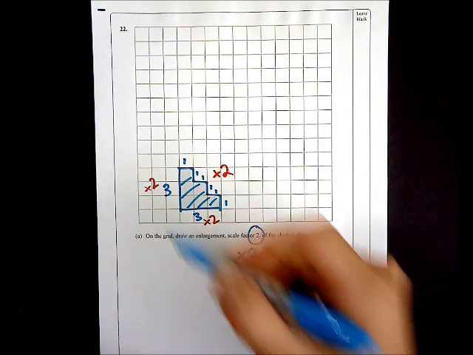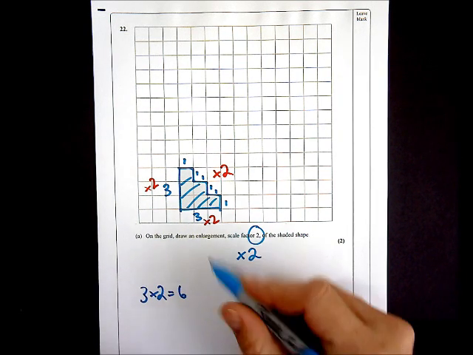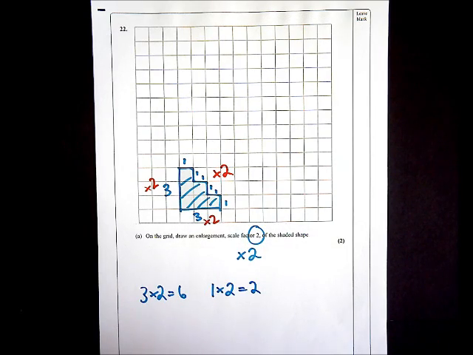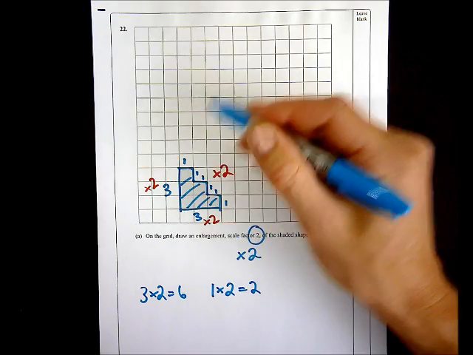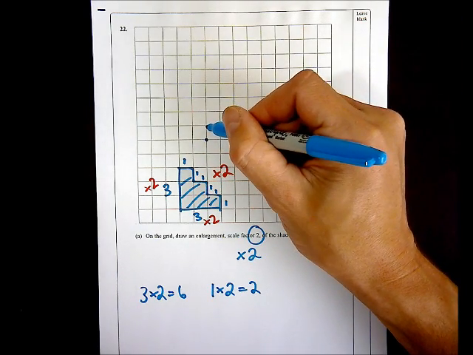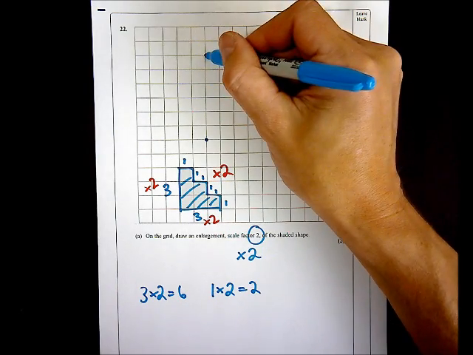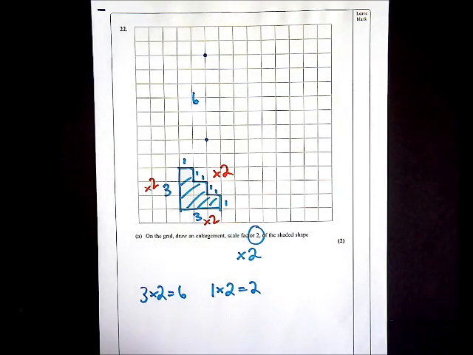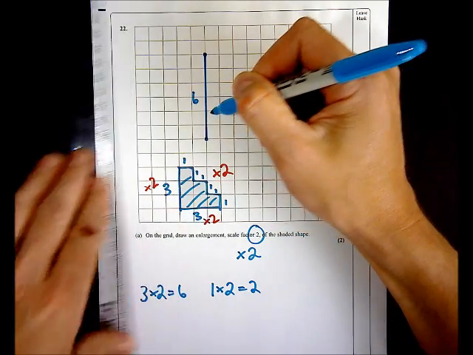Okay, so if I do 3 times 2, I'm going to get 6. And the only other distance I've got is 1, so if I times that by 2, I'm going to get 2. So I need to draw a shape that has a side that comes down the left hand side that is 6 squares long. I'm going to start here, and I'm just counting my way up 6 squares. So 1, 2, 3, and that will be 6 squares there. And then I'm going to join that up, and that's the left hand side of my shape.